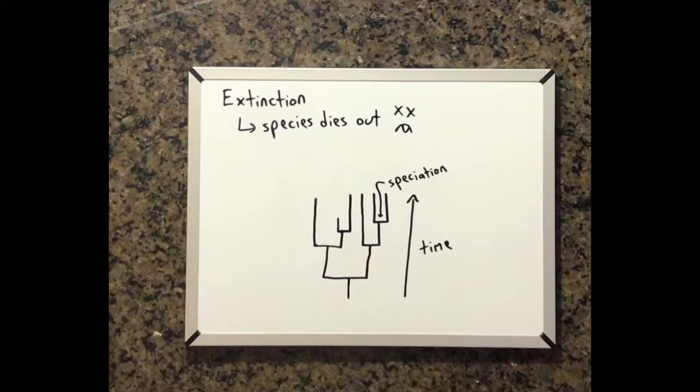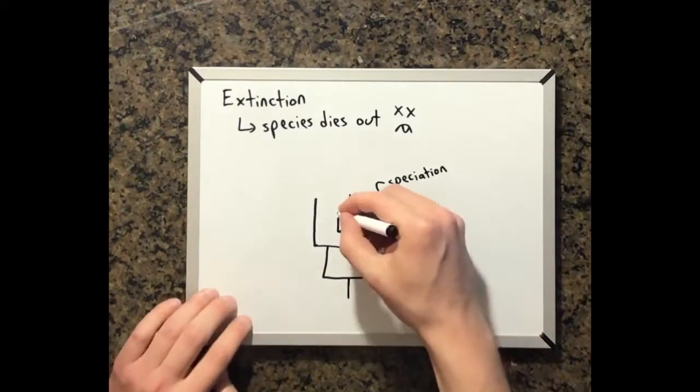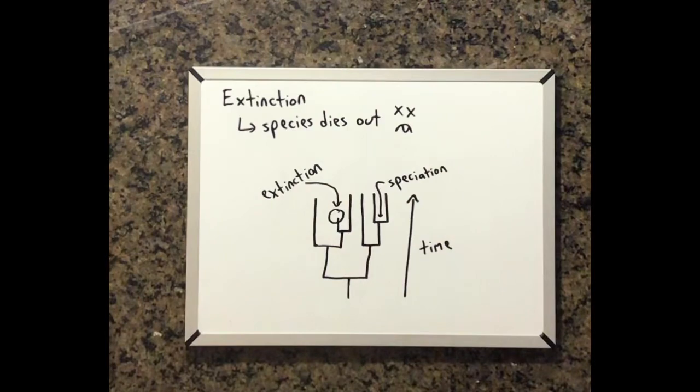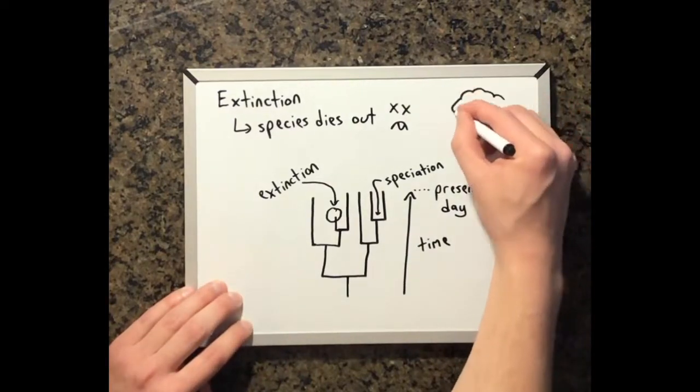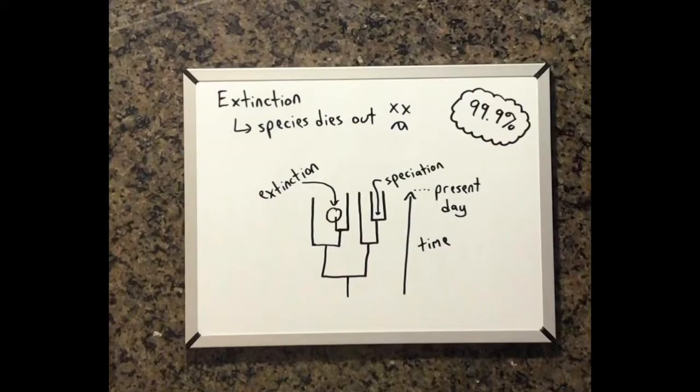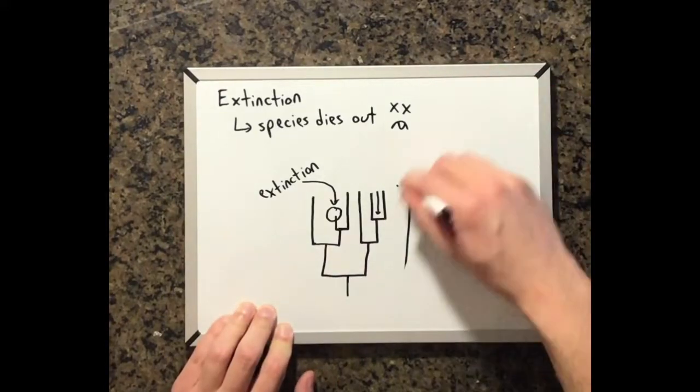This can be shown on a phylogenetic tree when one branch stops before it reaches the end of the tree, with the end of the tree representing present day. Extinction is something that is inevitable in a changing world, and is particularly rapid in times of ecological stress. It is also predicted that 99.9% of species that have ever existed on Earth have gone extinct.